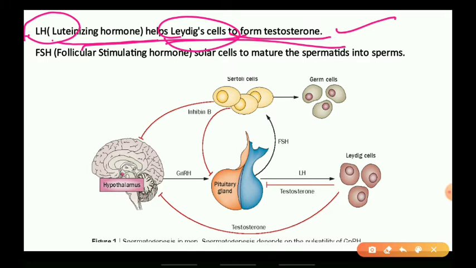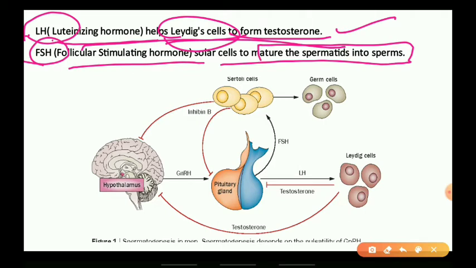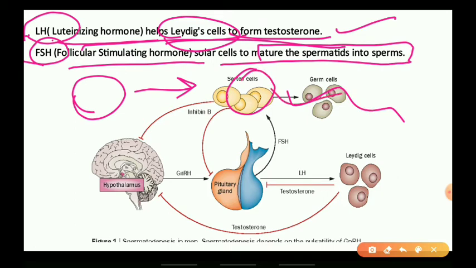Now, in the same way, the pituitary gland was also secreting follicular stimulating hormone. This follicular stimulating hormone helps to mature the spermatids into sperms. Whatever spermatids are there, they turn into sperms with the help of follicular stimulating hormone.